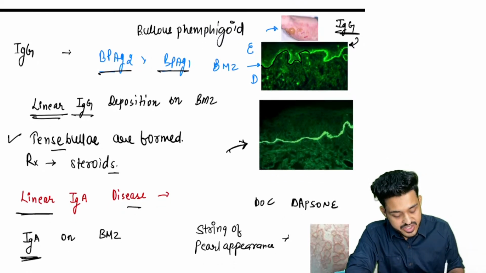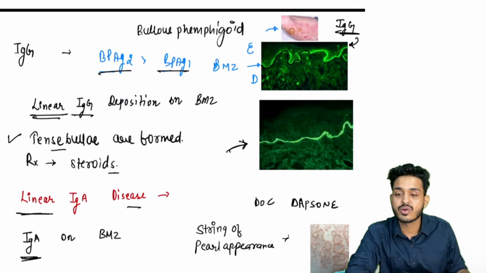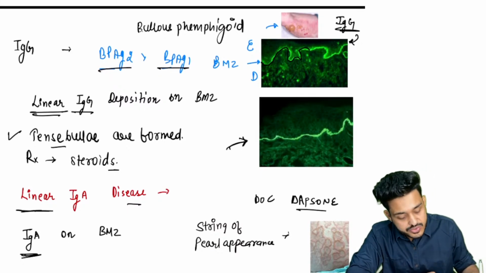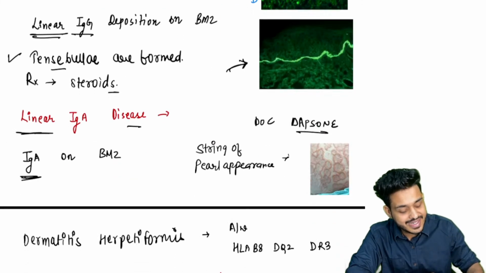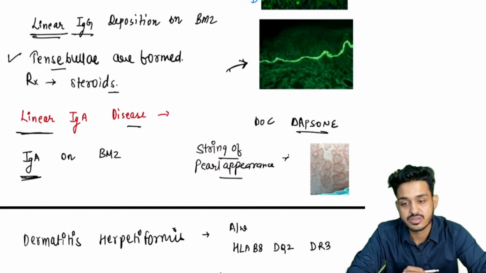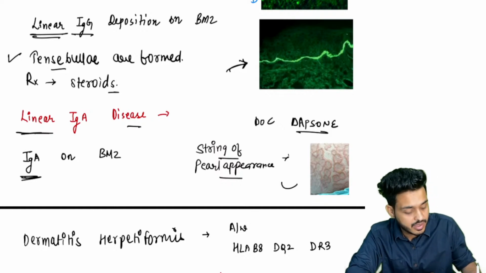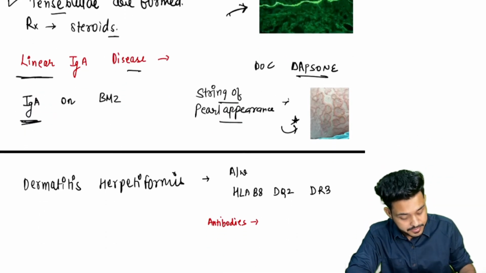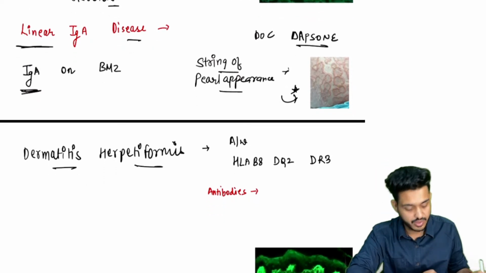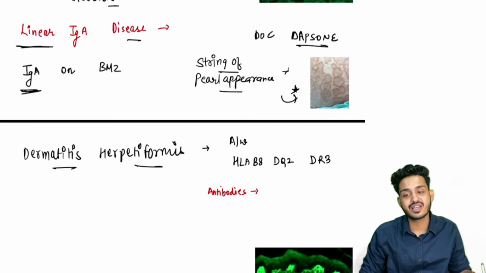So linear IgA disease, what will happen? There will be deposition of IgA antibody. Okay, drug of choice we can use dapsone, and in linear IgA disease we will see a structure that is known as string of pearl appearance. Okay, यहाँ पर क्या मिलेगा? String of pearl appearance मिलेगा. Okay, apart from this we are going to move on to dermatitis herpetiformis.